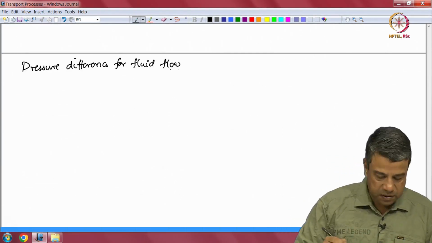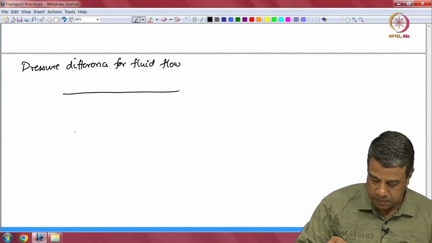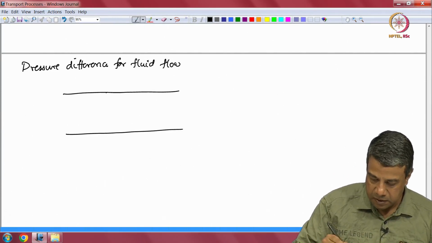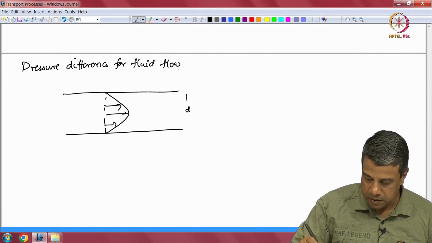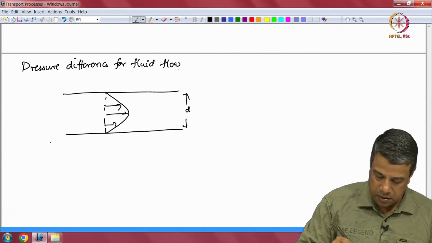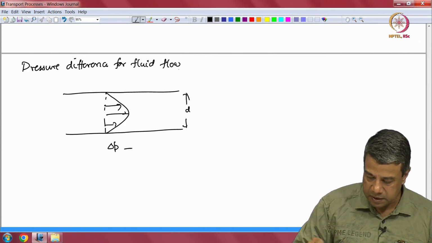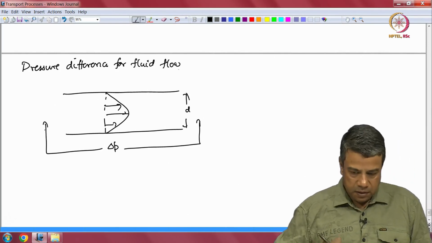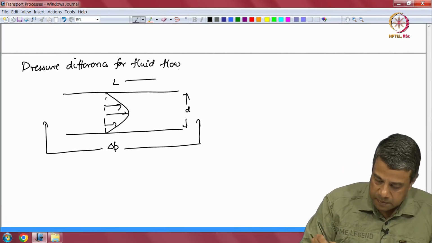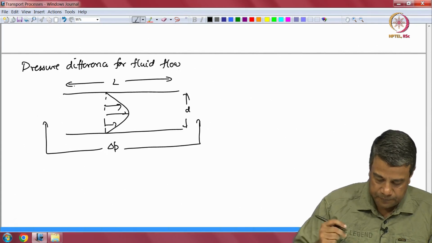So, the pressure difference across a pipe for a fluid flow. I have a fluid which is flowing through a pipe of diameter d, across which I have applied a pressure difference delta P. And let us assume that the length of this pipe is L.